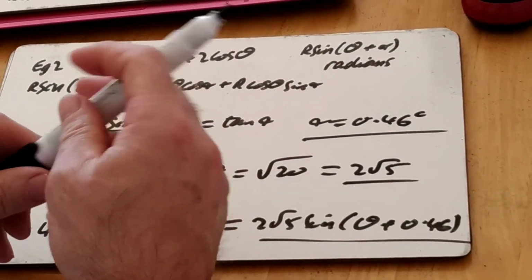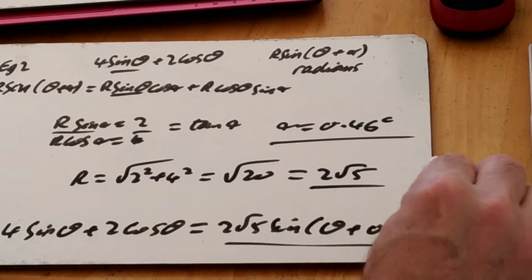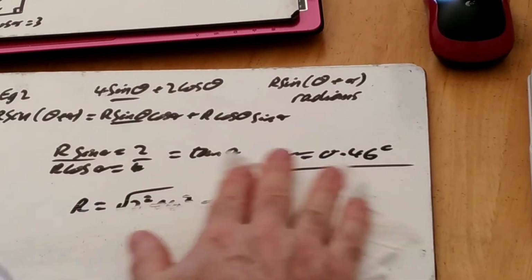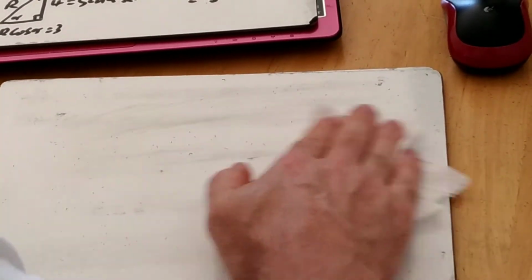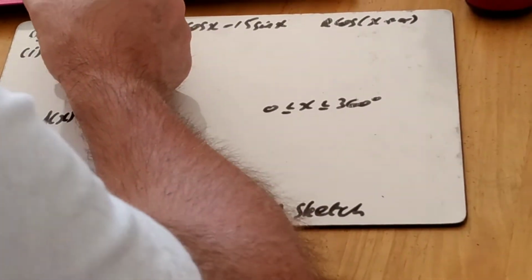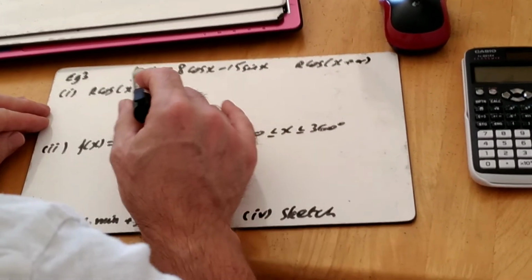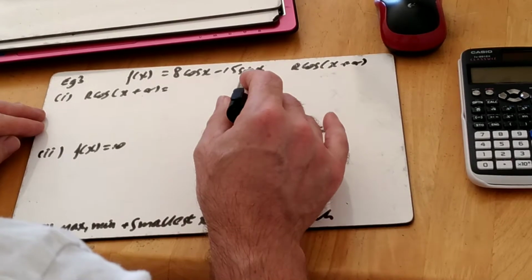Now I'll do a quick rub out of this because I'll need this board in a moment as well. We're going to look at how your exam question is going to look. That's really the start of this question here. This is now your typical A-level question. Here's a function, f(x) equals 8 cos x minus 15 sin x.